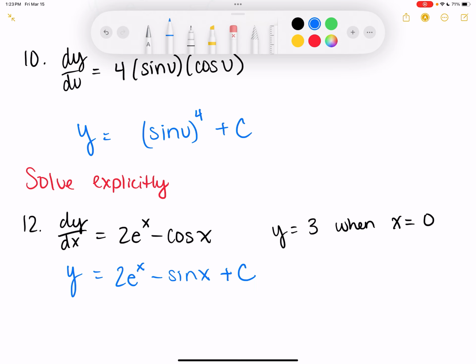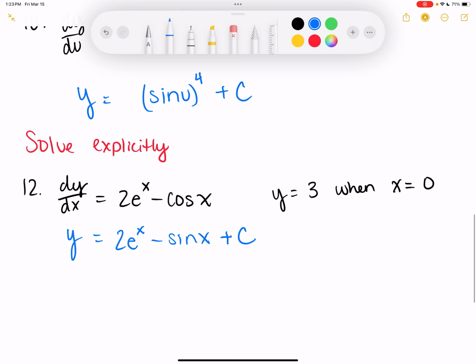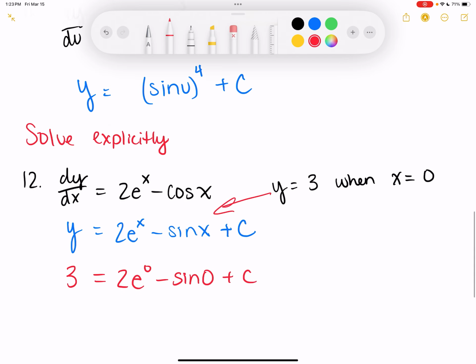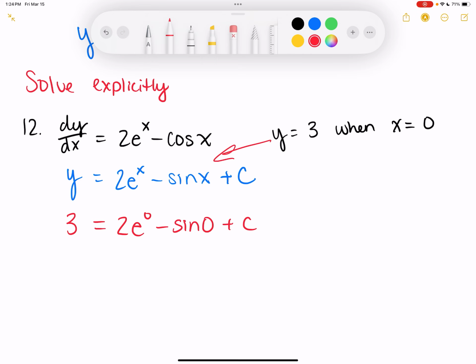Now I'm going to plug in for x and y. So I'm going to have 3 equals 2e to the 0 minus the sine of 0 plus C. What is 2e to the 0 equal to? 2. What's the sine of 0? 0. So minus 0 plus C. Subtract the 2 over. So 1 is equal to C.